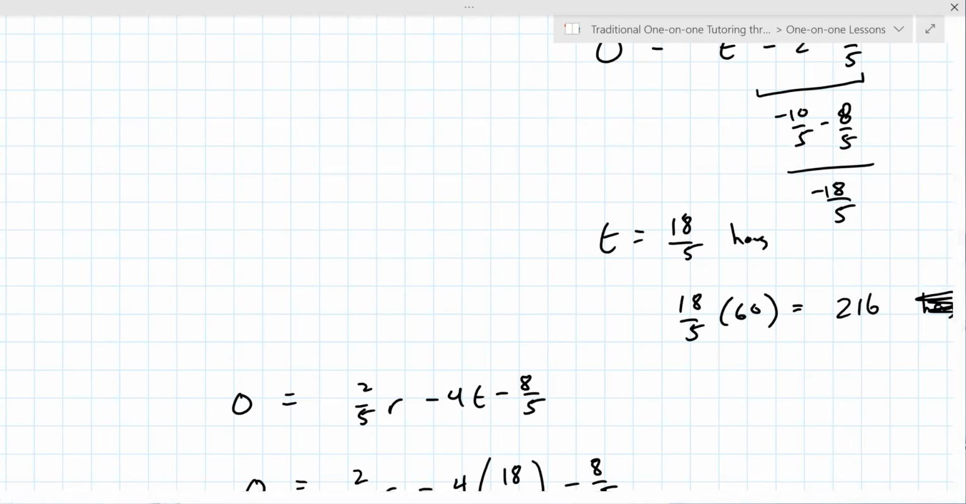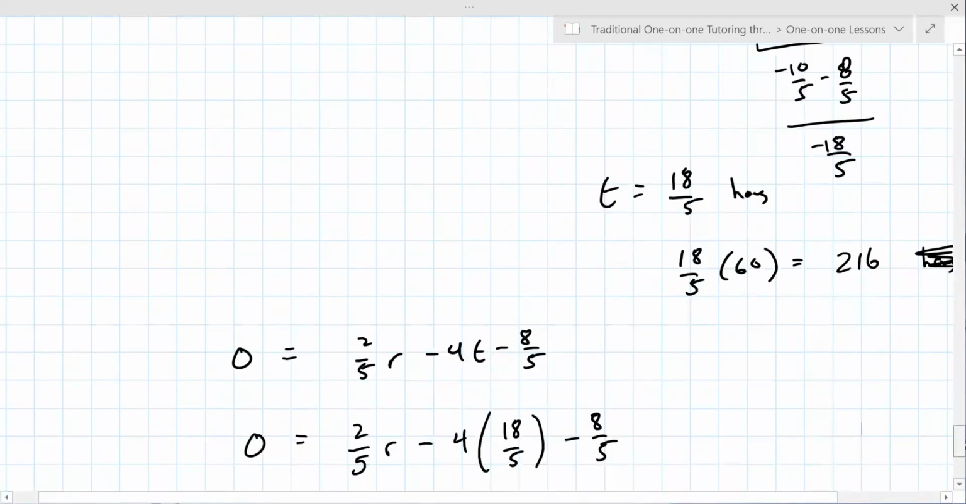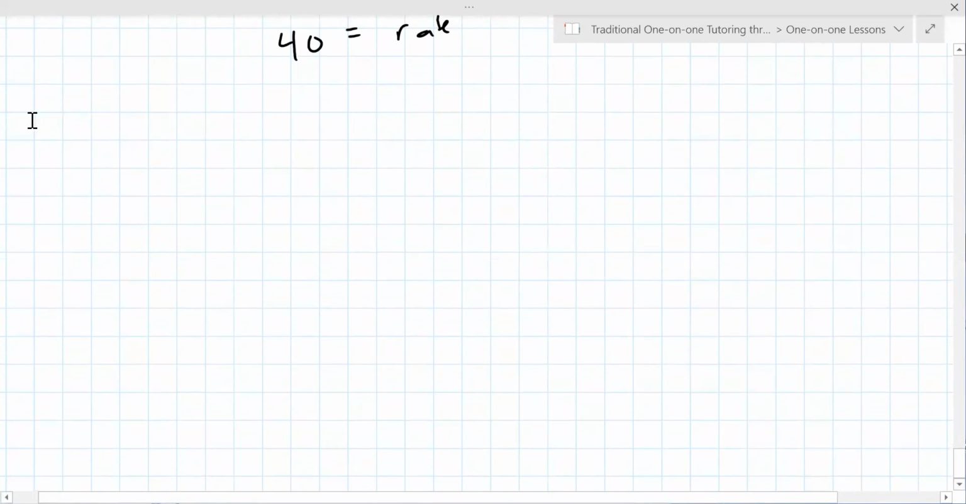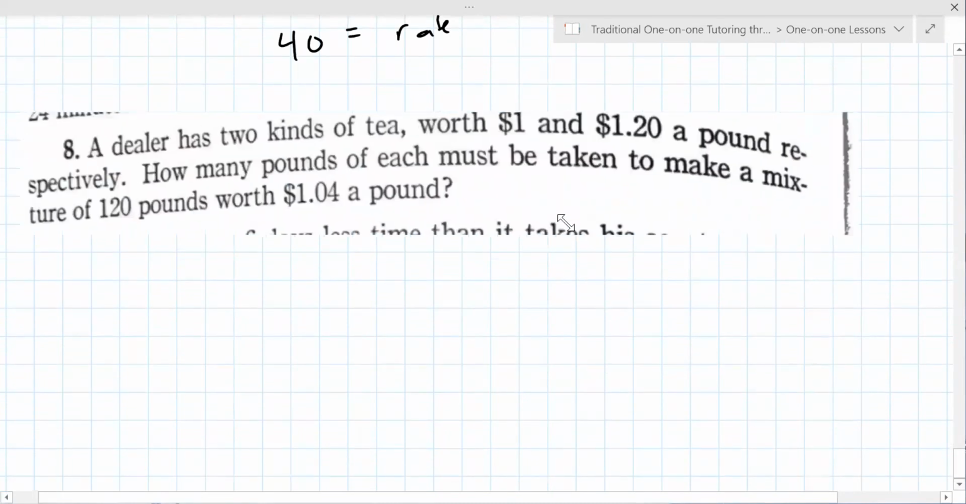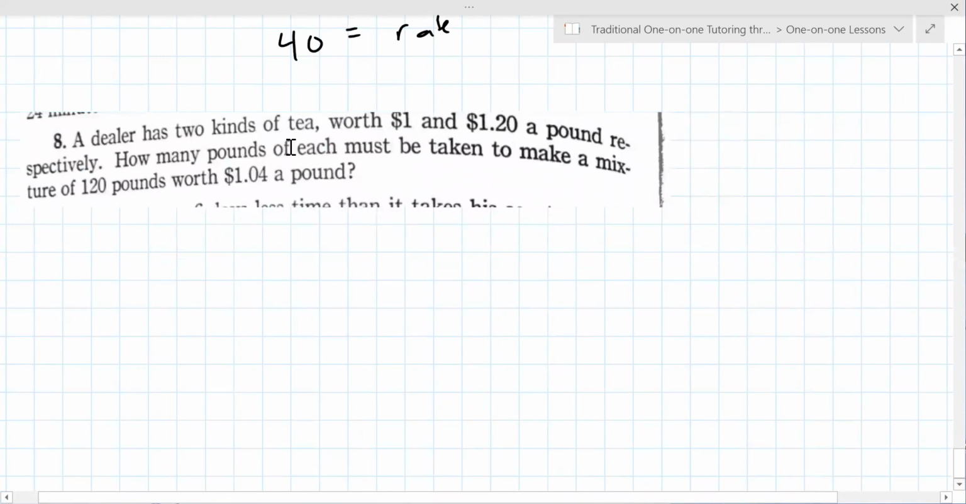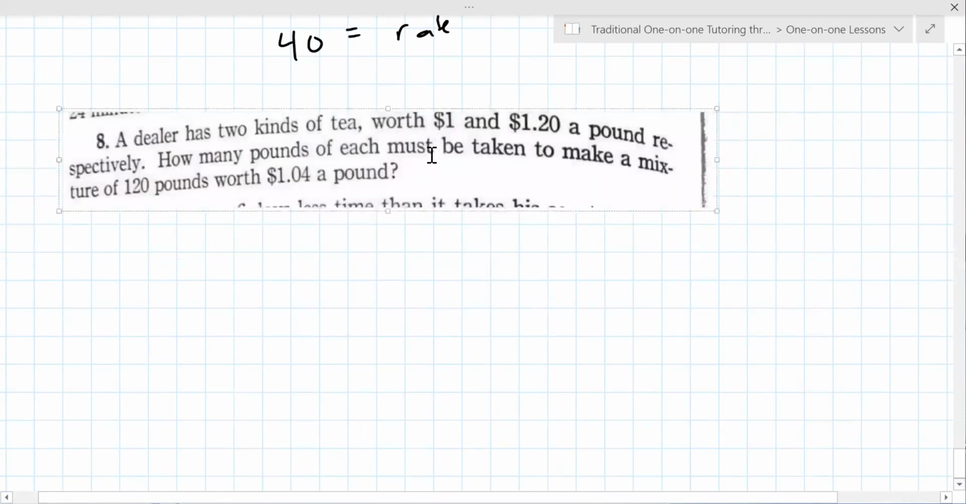Okay, so you said number 8. Yeah, that's right. Number 8. This one is slightly easier. The mixture problems are, once you understand the form, kind of straightforward. All right. A dealer has two kinds of tea worth $1 and $1.20 a pound. They want to make a mixture that's 120 pounds. So let's just say X is the $1 type and Y is the $1.20 type.